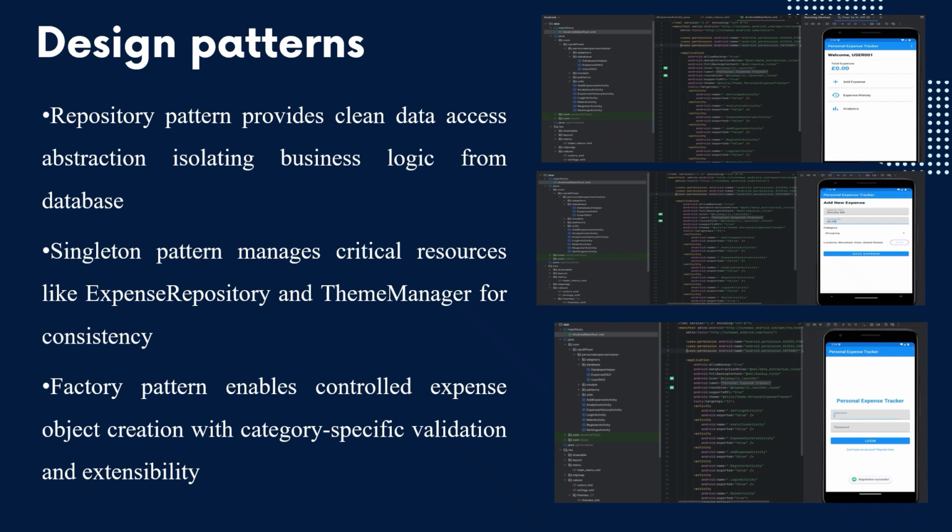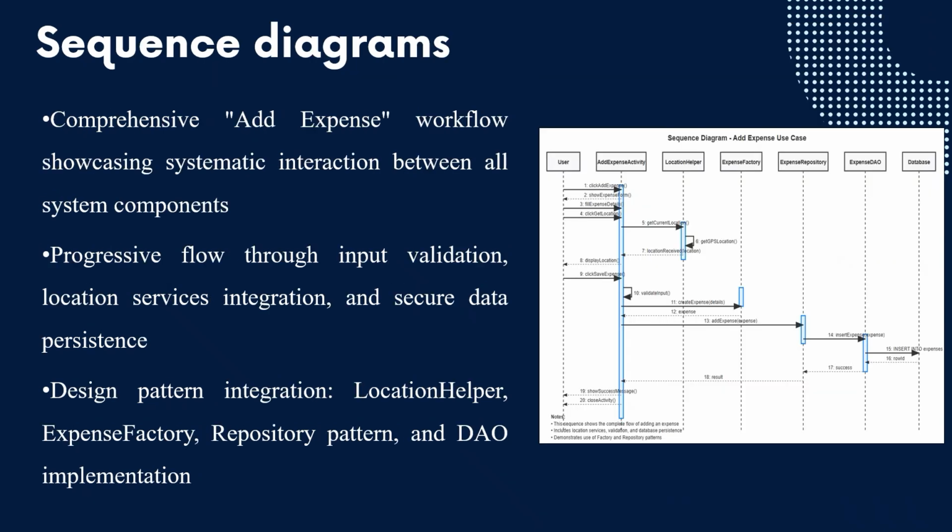The factory pattern, expense factory, allows controlled object creation regarding category-specific creation, and that is done by supporting the open and closed principle and ensuring a clean separation of concerns in the entire application design. That's all in this. And the next slide has the sequence diagram in diagrams.